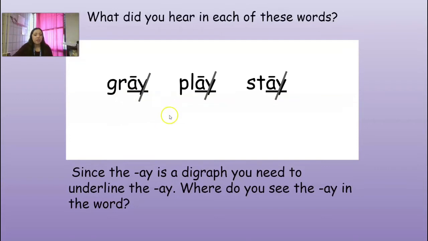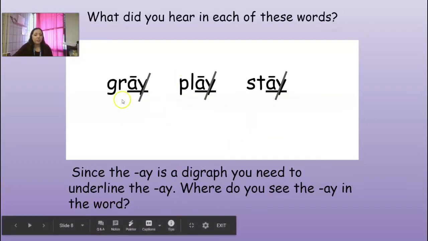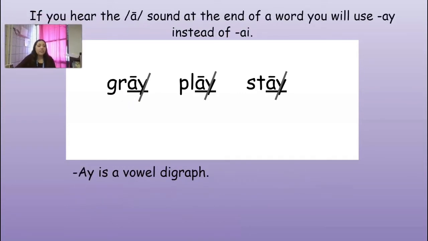Okay? Where did you see the AY in the words? It's always at the end. If you hear the A sound at the end of the words, you're always going to use AY. You never use that AI vowel digraph like we learned yesterday at the end of words. We don't want to leave that I open at the end. It's always going to be a Y.